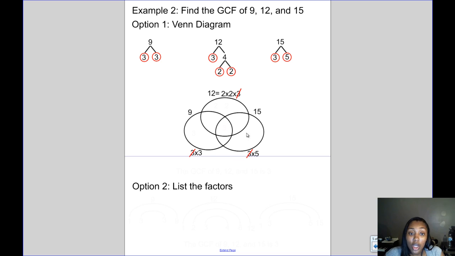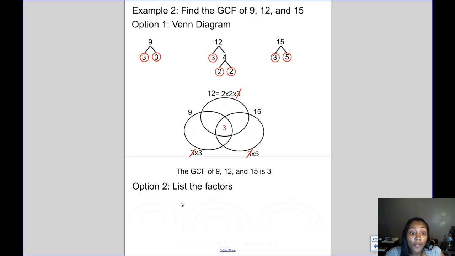And then as I look, I see that the 12 has a 3, the 9 has a 3, and the 5 has a 3, so they all have a 3 in common. So I'm going to put the 3 in this area where they overlap. And then I'm going to look again to see if they have anything else in common. And there are no other numbers that all 3 have in common. So the only number that they all 3 have in common would be the number 3. And I'm going to put that here where they overlap. And what that actually means is that the greatest common factor of 9, 12, and 15 is 3.